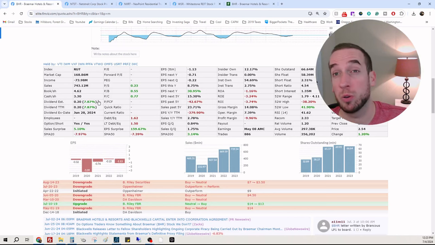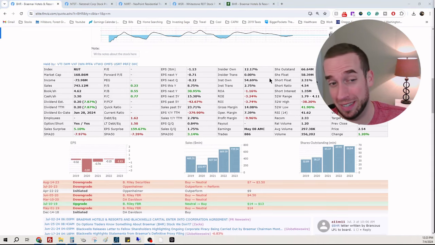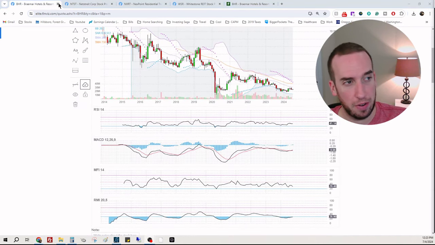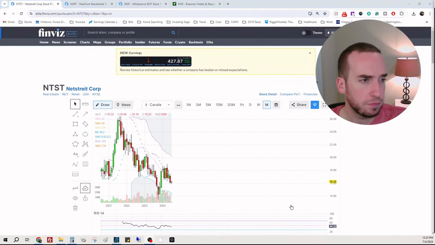But they need to cut this dividend and put it towards their business to make it more efficient and attractive, because it's a penny stock right now. All right, moving on.